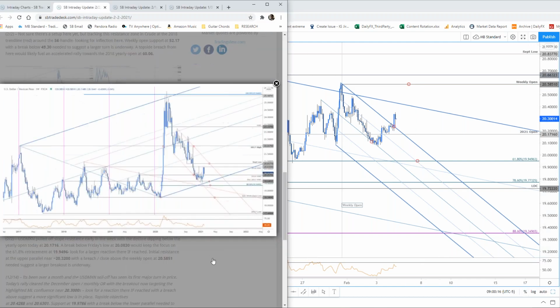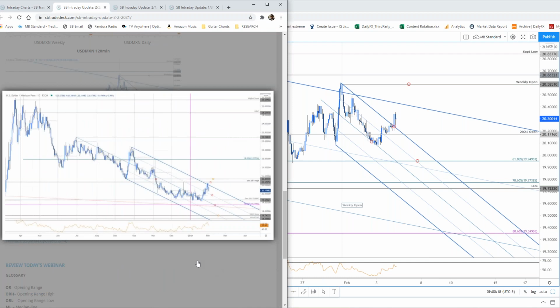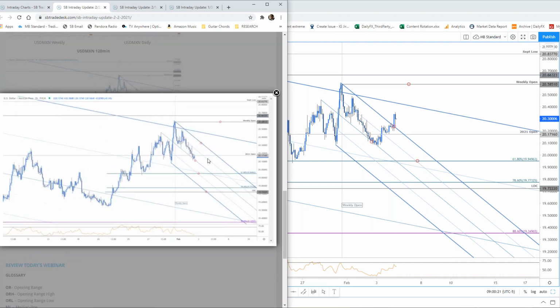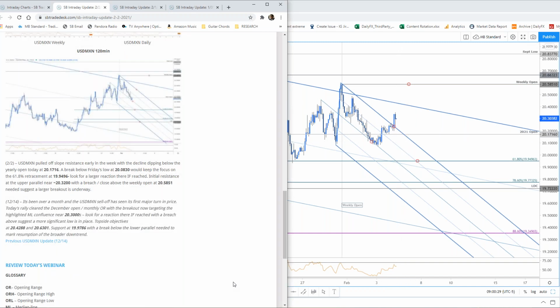And that was the last update from the second. Here was the scalp. So that held. We popped through that. Let's see if that pop through gives you any run, at least towards the upper parallel here.